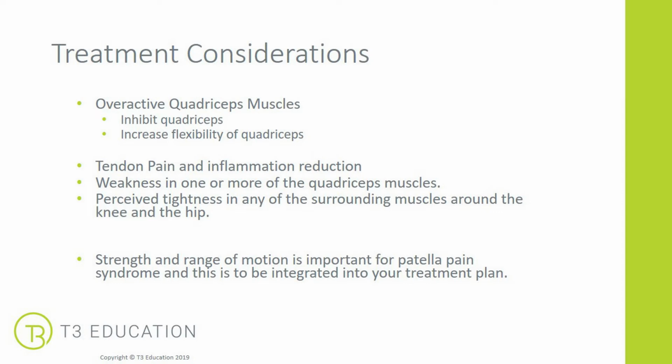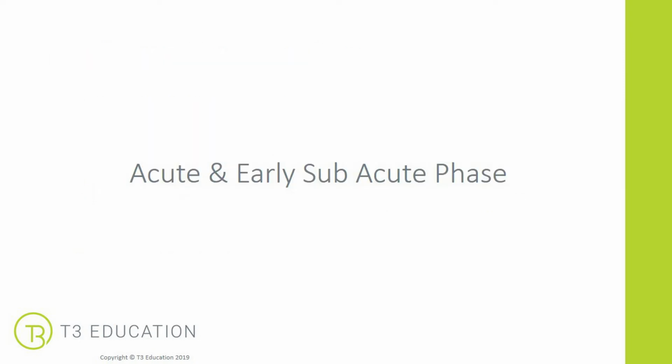And also in looking at that range of motion, there may be perceived tightness in the tissues around the knee and also the hip. So muscles such as the hamstrings, the gastrocnemius, the hip rotators can all have an effect on what's happening in terms of the anterior knee. So as you can see, strength and range of motion is really important to help clients with patellar pain or anterior knee pain. And it's important to integrate this into your treatment plan alongside the taping. So let's begin with the taping, looking at acute and early subacute phase of treatment with kinesiology tape.